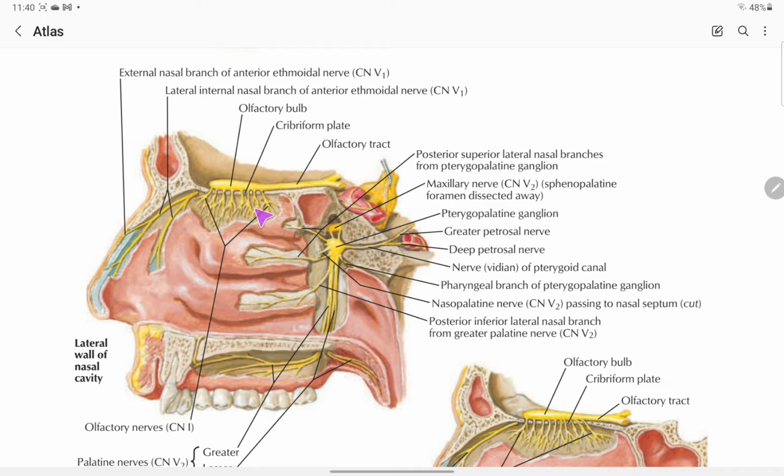The receptors for smell are placed in the upper one third of the nasal cavity. So this part will be lined by the olfactory mucosa, whereas this is the respiratory mucosa. The olfactory mucosa is comparatively thin and less vascular. The receptors are called the olfactory cells.